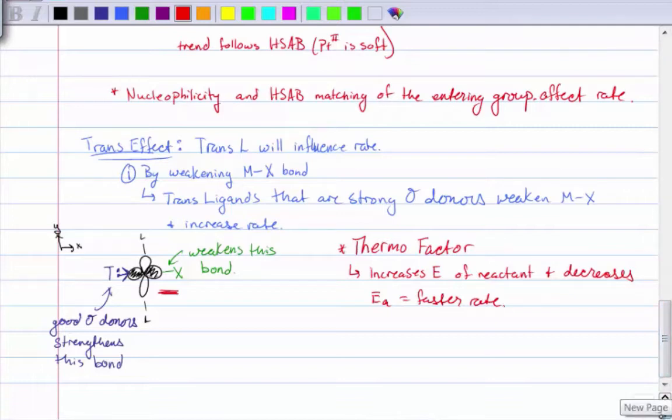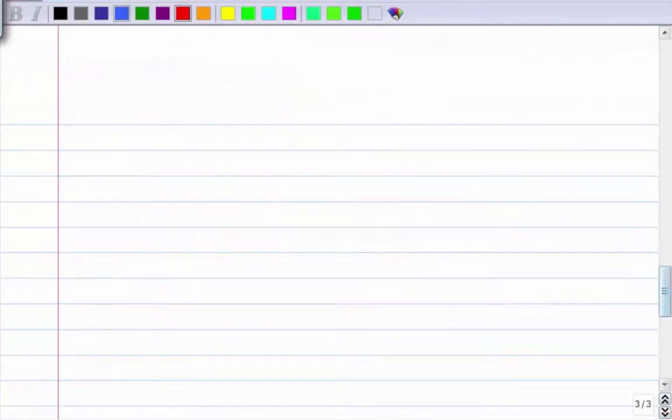If the trans ligand is a pi acceptor, though, it can also increase the rate through a second type of mechanism, and that mechanism of action is by stabilizing the transition state. So the trans ligands that are strong pi acceptors stabilize the transition state, and then they lower the energy of that transition state.